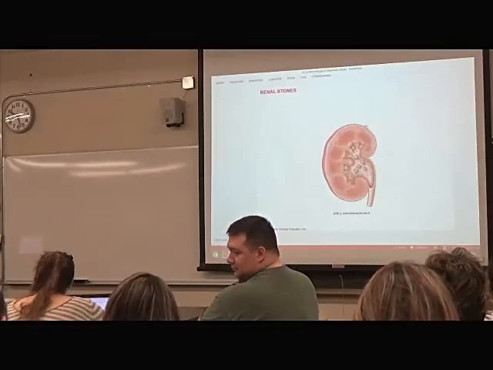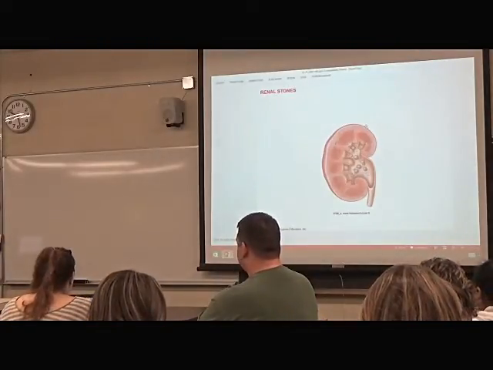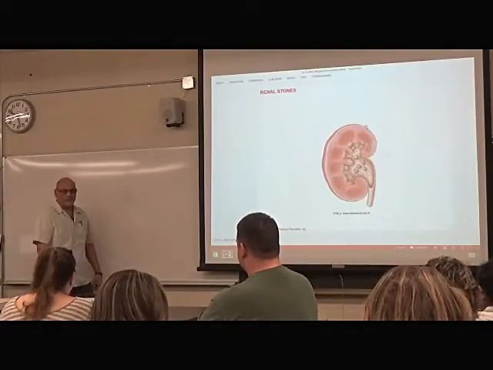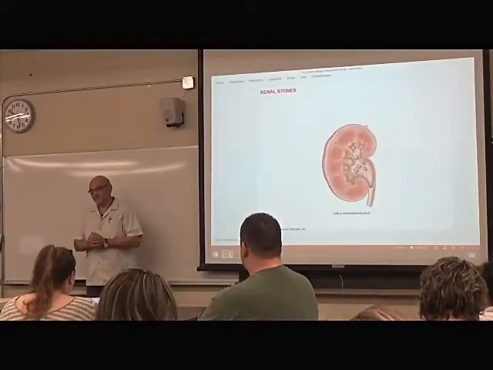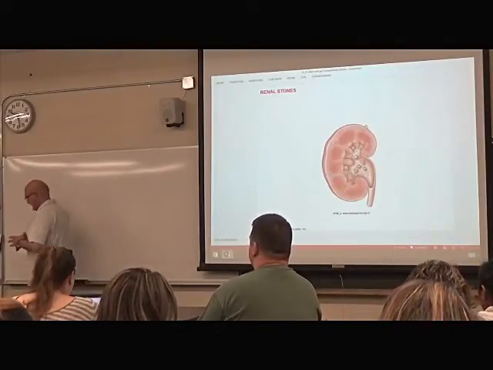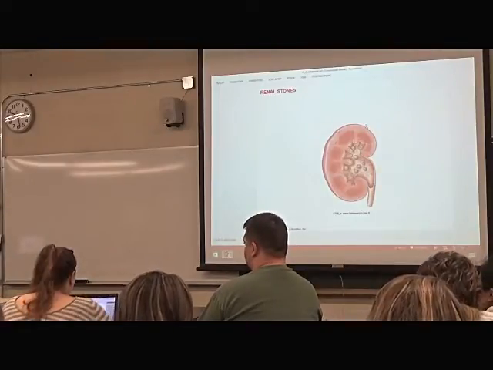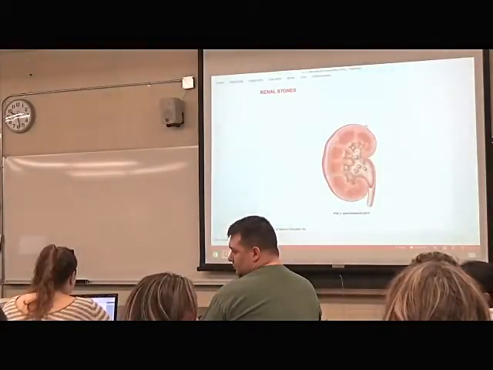The last one is infectious stones. And why do we get stones with infections? Because the pH is too high in the urine, and that can create stones. So those are your three basic types. The other type you can have is from existing amino acids. There's a problem with genetics.